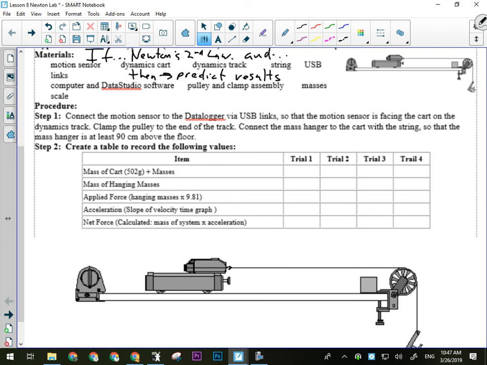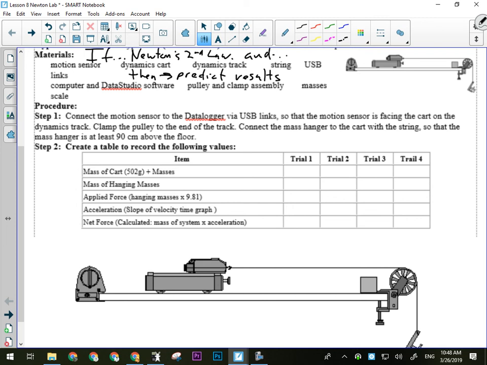Again, Google Sheets will spit that out for you. All you have to do is just plot the data. It'll be a velocity versus time graph for each trial. Get the slope. That's all you need from that graph. You're not going to do any other calculations to do with that graph. Then you're going to calculate the net force. So you're going to take the mass of the system, the mass of the cart and masses plus the hanging mass, times the acceleration.